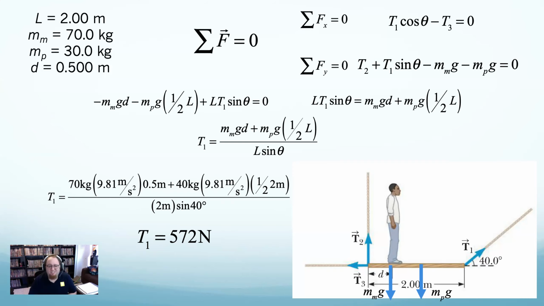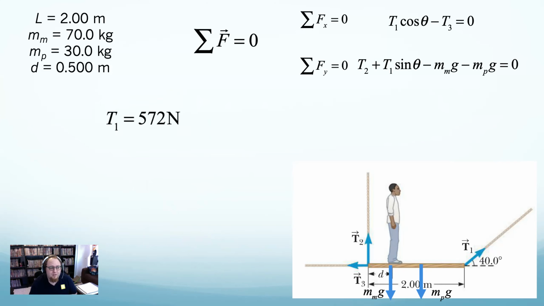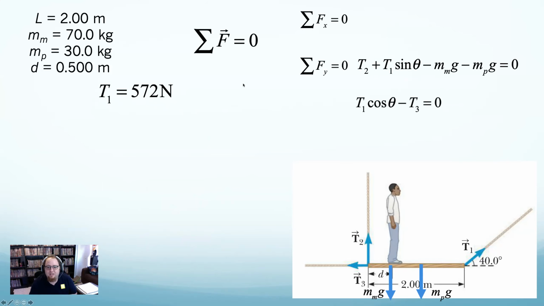I mean, that problem's not done. That's T1. I asked for T2 and T3. To solve for T2 and T3, I could take torque around a different point, but that's just a pain. There's going to be a bunch of problems on the homework where I ask for multiple forces or multiple torques like this. Usually, use sum of torques to get the first one, and for the other ones, use your force equations. Because what I can say is I now know T1. And if I look at my force equations, I got T1 cosine theta minus T3 equals 0. That means T3 equals T1 cosine theta, or 572 cosine 40.